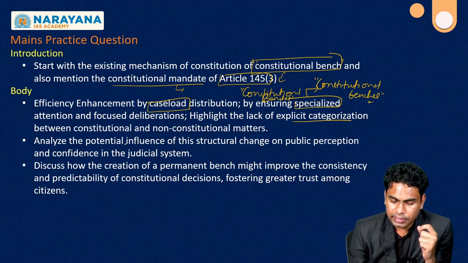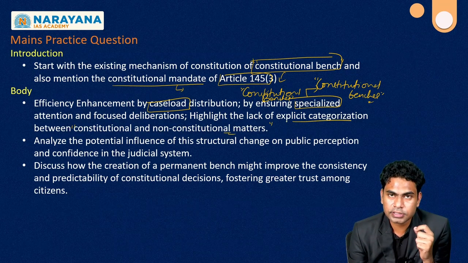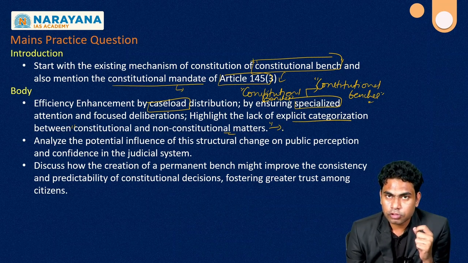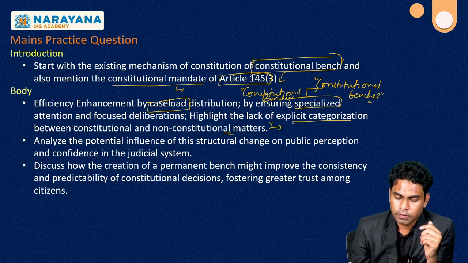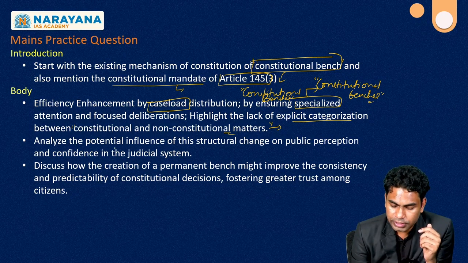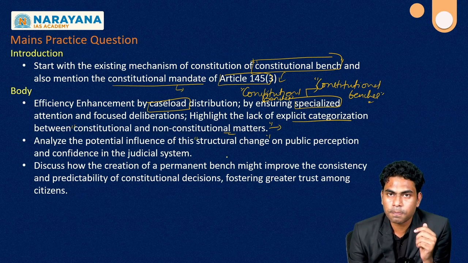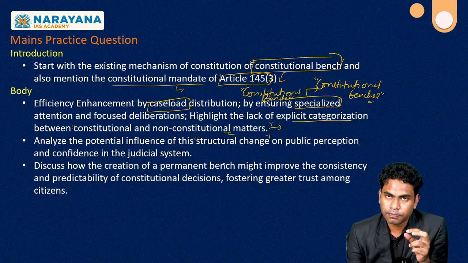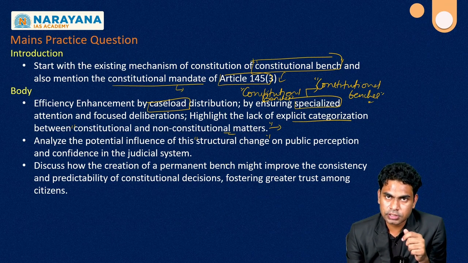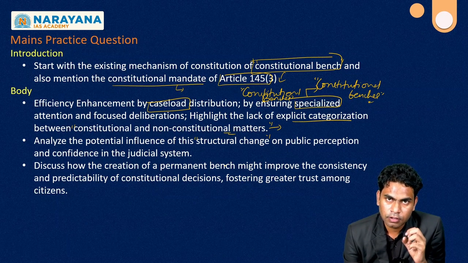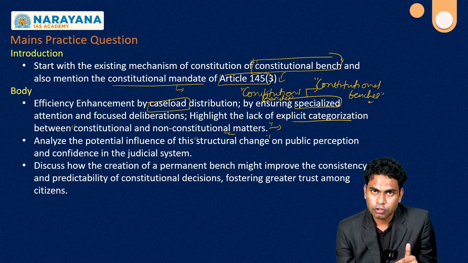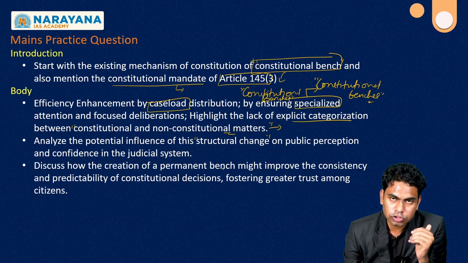Highlight the lack of explicit categorization between constitutional and non-constitutional matters, which warrants a system where constitutional benches are created to deal with the constitutional cases. Now, what to do is analyze the potential influence of this structural change. Whether this structural change is important, whether the Constitution permits this structural change, or how it impacts the basic structure of the Supreme Court in terms of it being the highest court of appeal. Whether its function as the highest court of appeal, that is, as an appellate court, will be impacted on account of its focus on constitutional cases, etc.